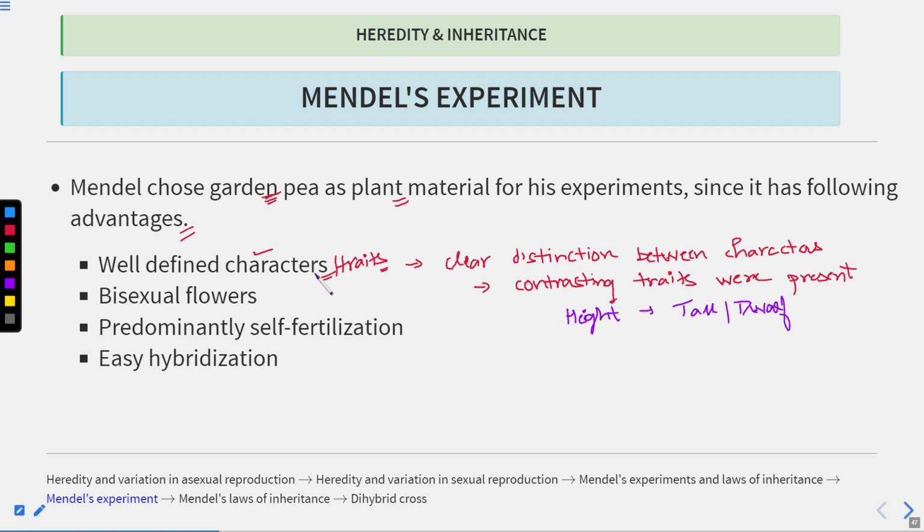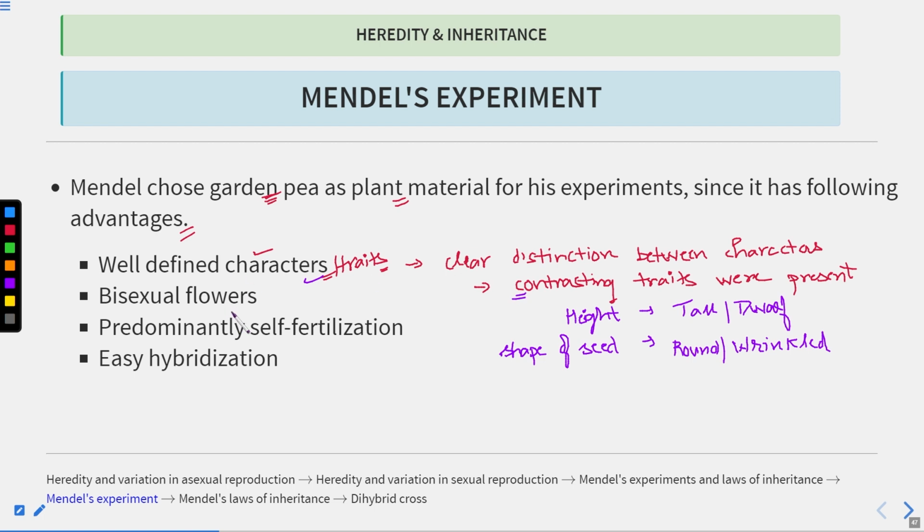So the characters are very well defined. It is tall or it is dwarf. There is no intermediate stage here. Clear? Again, if we talk about the shape of the seed, it can be round or it can be wrinkled. So you can see that the characters are very well defined and contrasting traits were present.